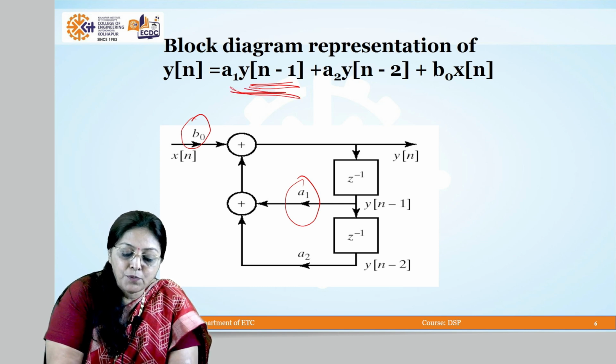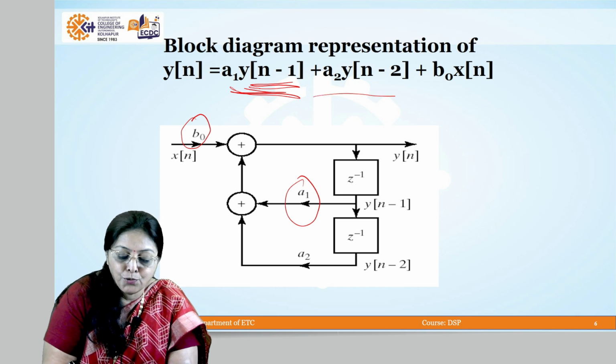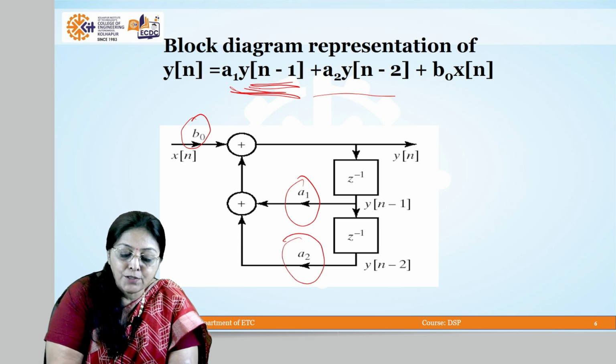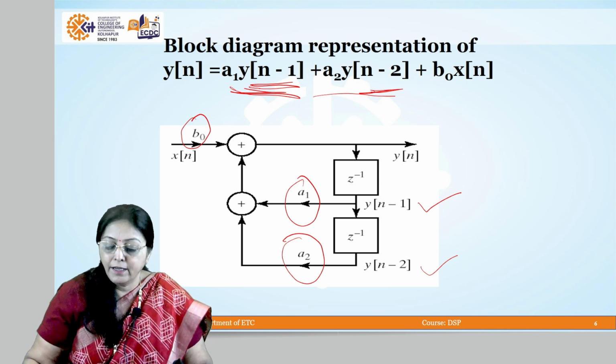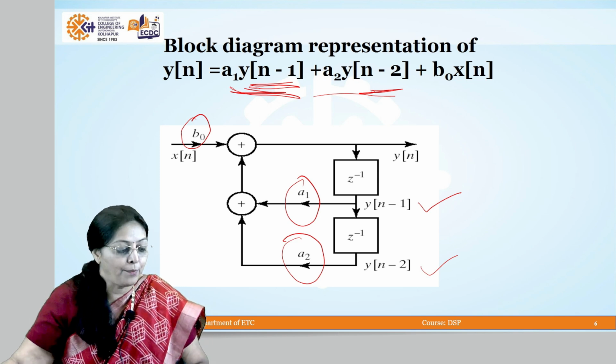Then we focus on a2 y of n minus 2. Here a2 is the next multiplier, and it multiplies y of n minus 2. So we require two delays, n minus 1 and n minus 2. Because of that, we use these two delays. So y of n minus 1 needs a single delay, y of n minus 2 needs two delays, and here we get the output y of n. This is a general block showing how to represent any diagram in the realization format.